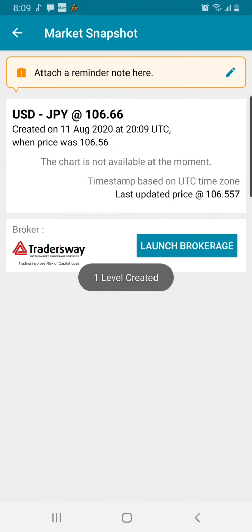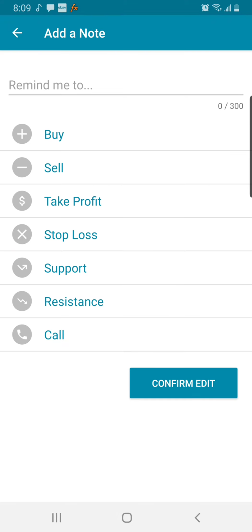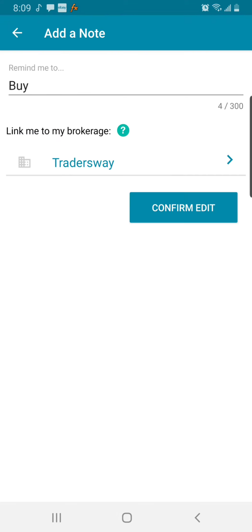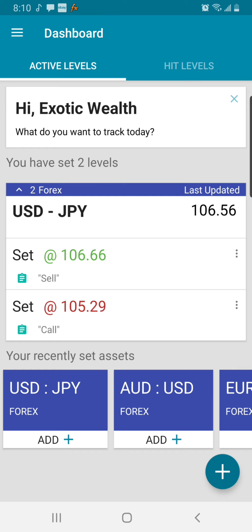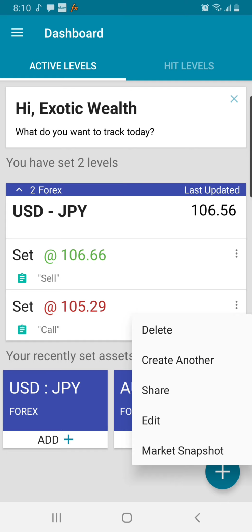I want it to alert me so that I can not buy, but sell. I press buy by accident. Sell, confirm, edit. Okay, it's all done. I got 2 of them linked for me. So whenever it hits these levels, it's gonna tell me, okay, you should buy at this point. So I can go back in.